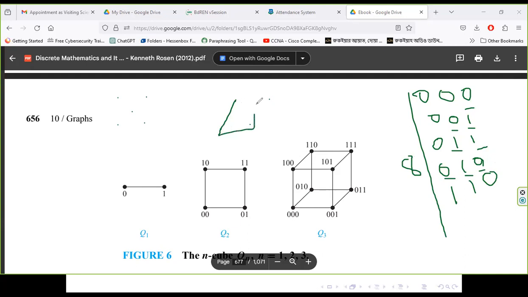ছোটবেলায় cube করো নাই? Yes, sir. So you need to place it as a cube. So always every value will be as a cube. When you place these nodes as a cube, then join these edges with the adjacent nodes where only one bit will be changed. So this is how you need to draw the graph.